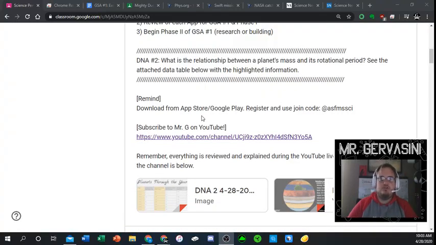DNA number 2. What is the relationship between a planet's mass and its rotational period? Again, is it a positive relationship? Is it a negative relationship? Or is it no relationship? A positive relationship, both variables like mass and speed of rotation would do the same thing. As one increases, the other increases. Or if one decreases, the other decreases. If they're opposite, it's a negative relationship.